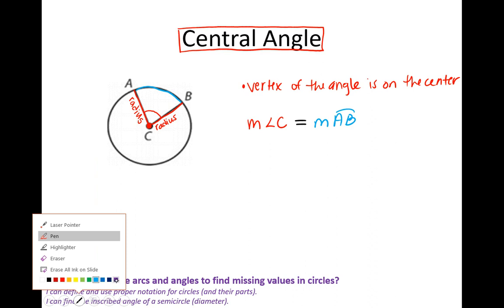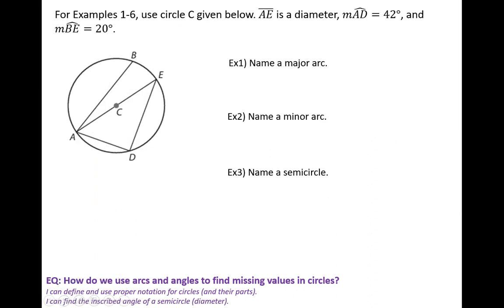All right, so with all of that, let's go to some examples. Examples 1 through 6 use circle C given below. When we name a circle, we name it by the center. So this is telling us that C is in the center. Then we have segment AE is a diameter, so it passes through the center. And we have the measure of arc AD is 42 degrees. So I'm going to go ahead and put that on my picture right now. 42 degrees. And the measure of arc BE, so this one up here, both minor arcs, is 20 degrees.